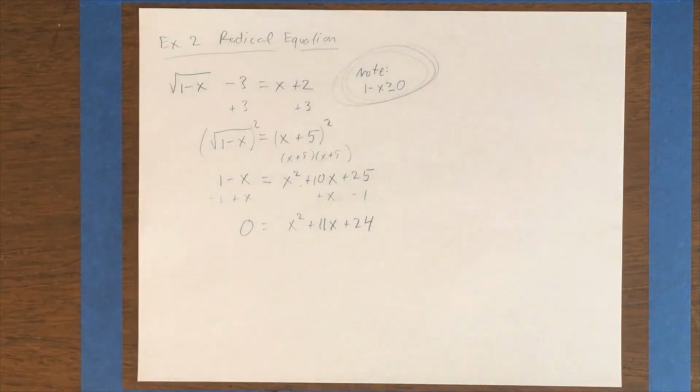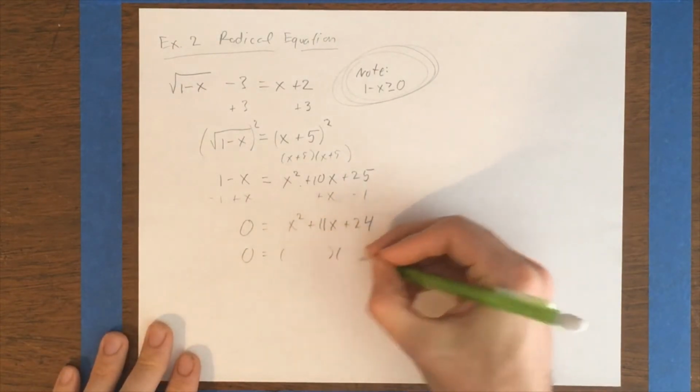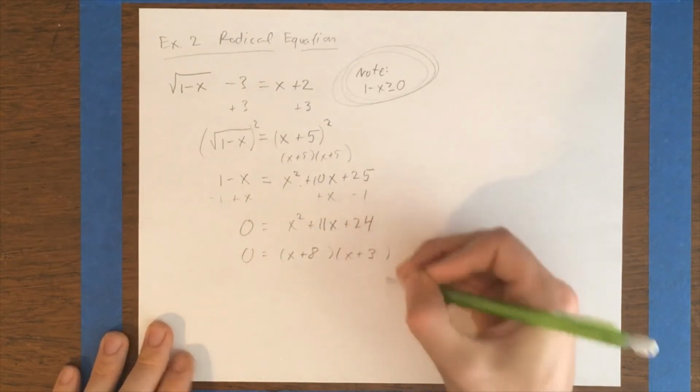That is in the general form, the ax squared plus bx plus c format for a quadratic equation. And so I could use my quadratic formula if I want, or in this case, it's easier just to factor. This thing factors real nicely. Let's see, this is like x plus 8 and x plus 3, right?